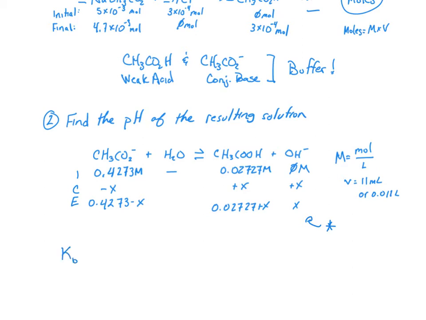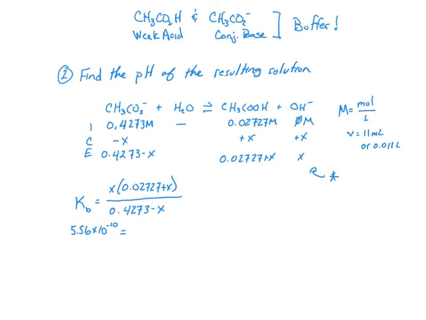And so to do this, I'm going to set up that my KB is equal to X times (0.02727 plus X) divided by (0.4273 minus X). My KB in this case is equal to 5.56 times 10 to the minus 10, which is equal to X times (0.02727 plus X) over (0.4273 minus X). If I solve, I used Wolfram Alpha because this is complicated algebra, I get that X equals 8.712 times 10 to the minus 9 molar.